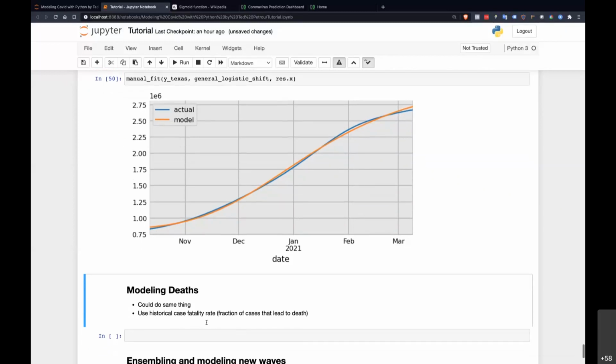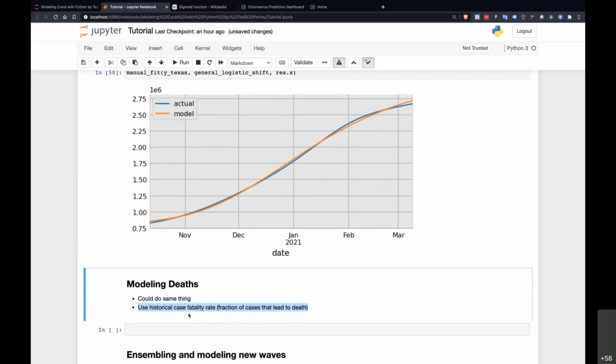So a different way, and this is what I actually used, was to use the historical case fatality rate. The case fatality rate is just the number of cases that lead to a death. And there's usually some lag, right? Because people don't die immediately when they contract COVID usually. There's some period of time it takes before the person dies.